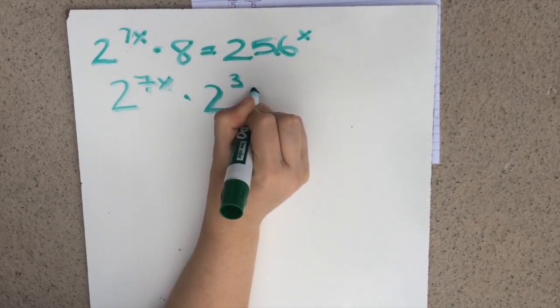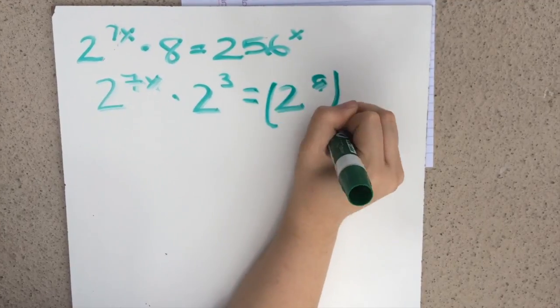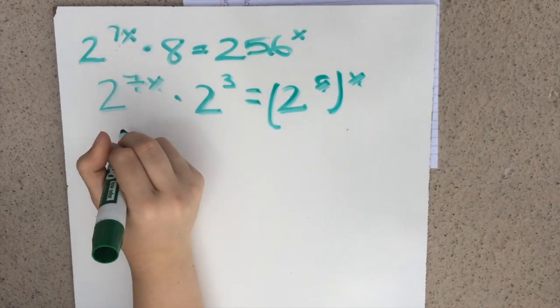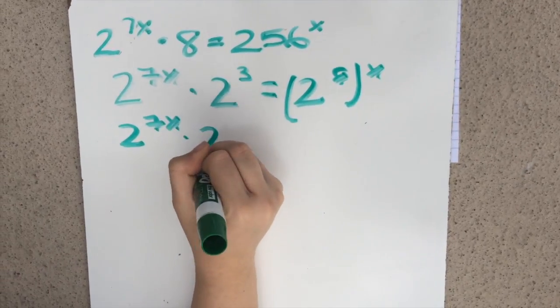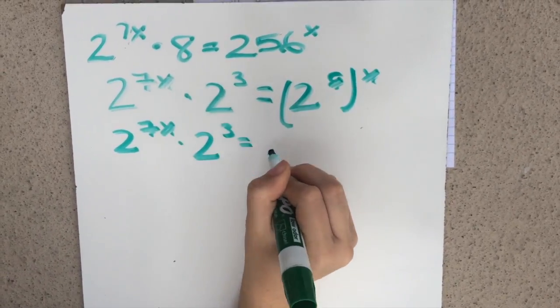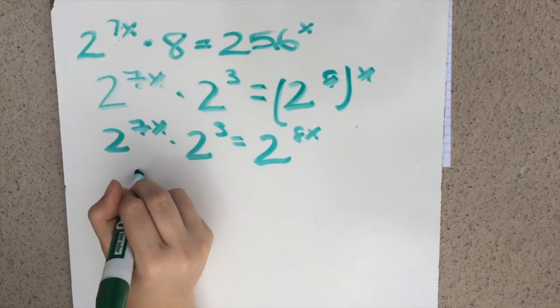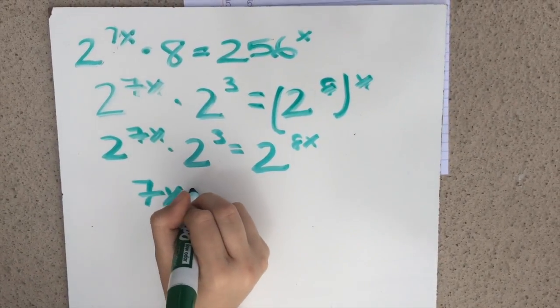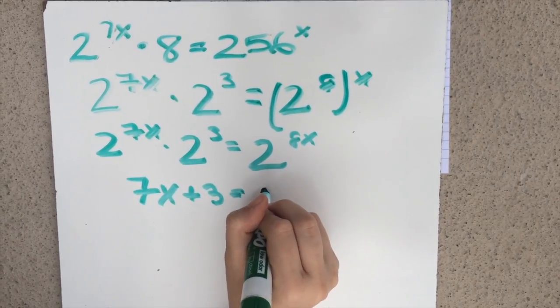Exponential equations are solved using two methods. In method 1, each side of the equation can be expressed as a power of the same base. In order for 8 to have the same base as 2, you have to find the number that you raise 2 to in order to get 8. 2 raised to the third power equals 8. Write the left side of the equation as 2 to the 7x power times 2 raised to the third power.